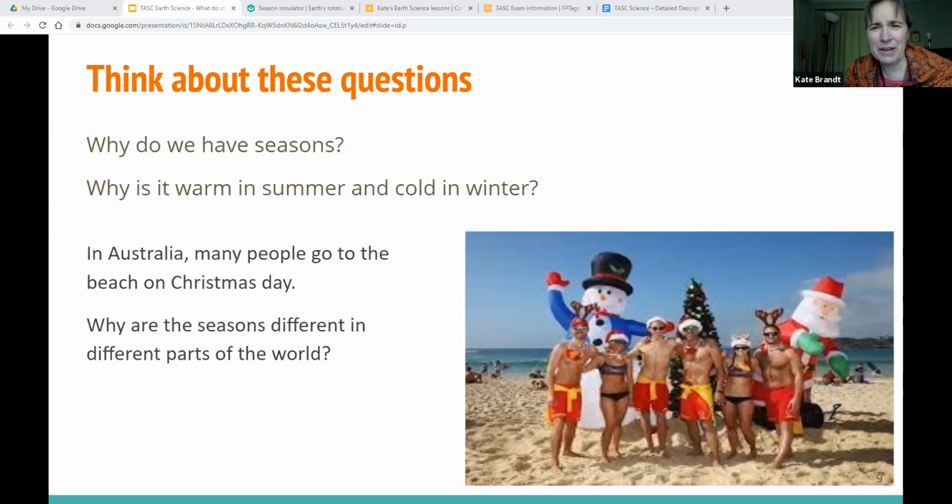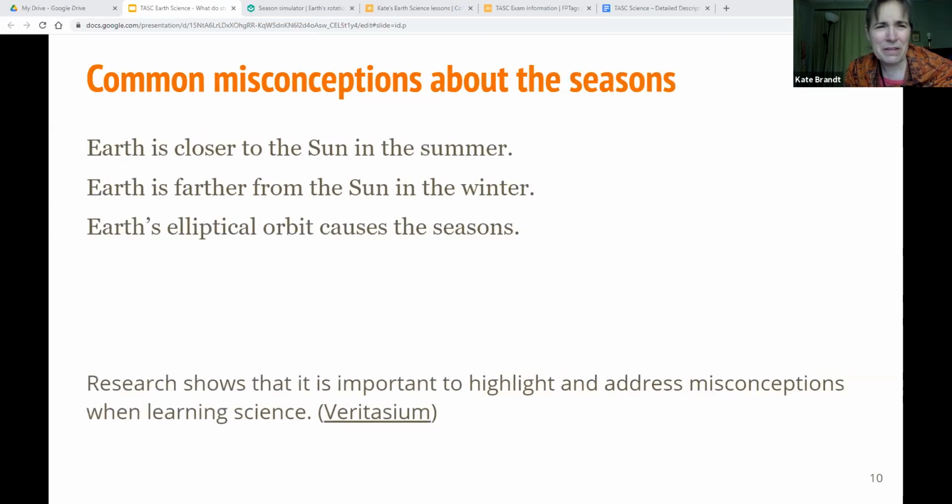So let's go to the next slide, Eric. So these are some misconceptions that I've heard that are very common misconceptions about the reasons for the seasons. That the Earth is closer to the sun in the summer, or the Earth is farther from the sun in the winter. Sometimes people will know about the elliptical orbit of the Earth around the sun, and that the Earth is closer to the sun at certain times during that orbit.